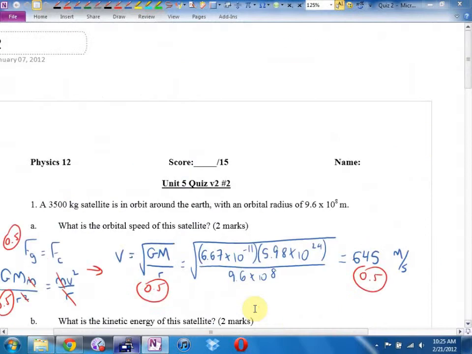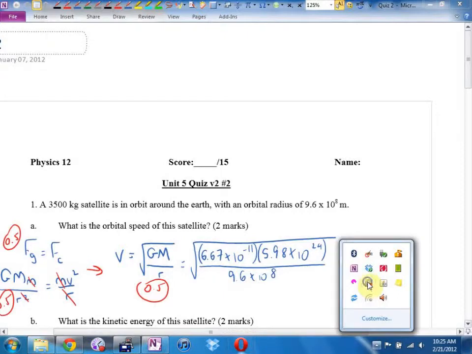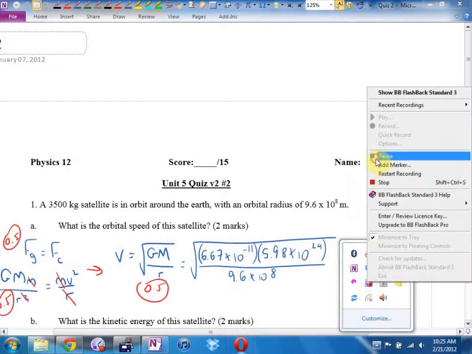Give yourself a score out of 15. But I don't want to collect them. I want you to have them to study from. So, person on the end of each row, take out a piece of paper, put your name on it, write your quiz score, and then pass it down.